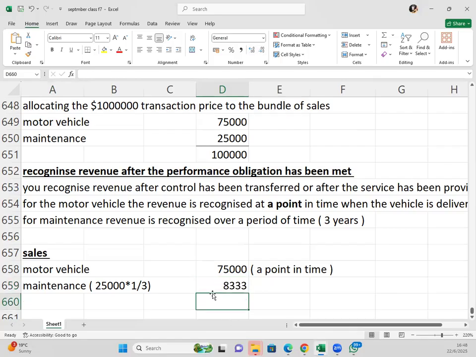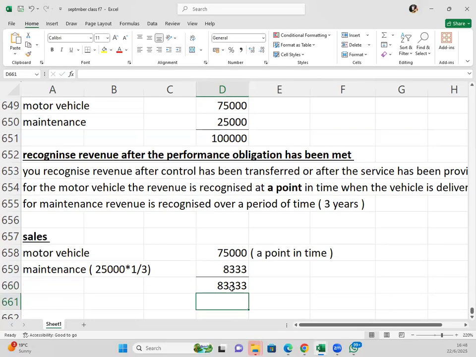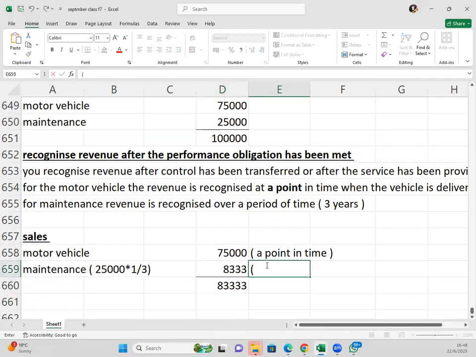So total revenue from this transaction would then be this plus that. So our total revenue will then be 83,333. So take note of that. This one is over a period of time. The revenue is recognized over a period of time.